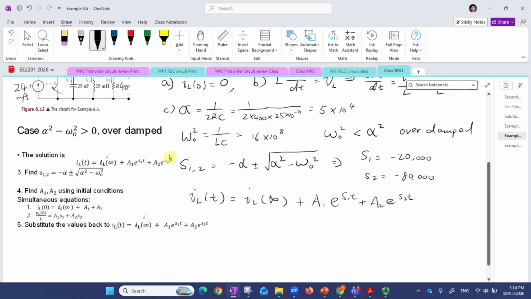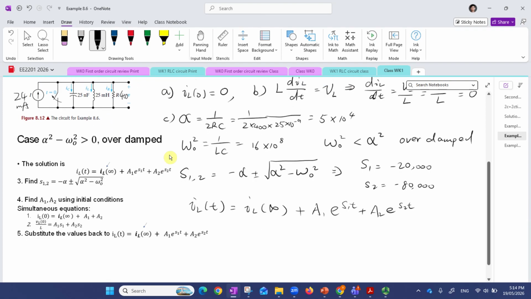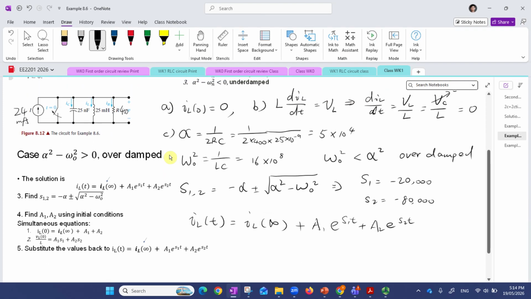Let's look at the final value for the inductor current. In the end, at steady state, the inductor becomes a short circuit as t equals infinity, right? So all the current will go through it. That's pretty easy: this one is 24 milliamp. Then we need to find A1 and A2, and we do this through initial conditions.